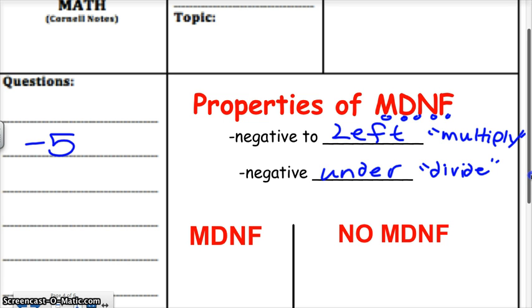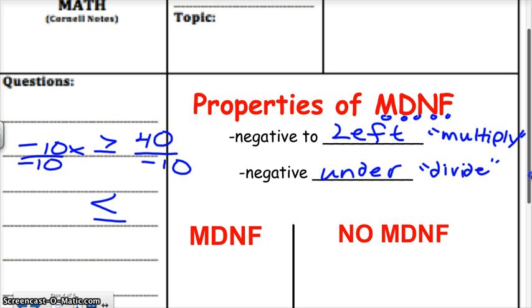Negative 5, I already did negative 5. Let's do negative 10x is greater than or equal to 40. To move this, I would have to divide by negative 10. Since I'm dividing by a negative, I'm going to end up flipping the inequality, and I get x is less than or equal to negative 4. That would be my answer.